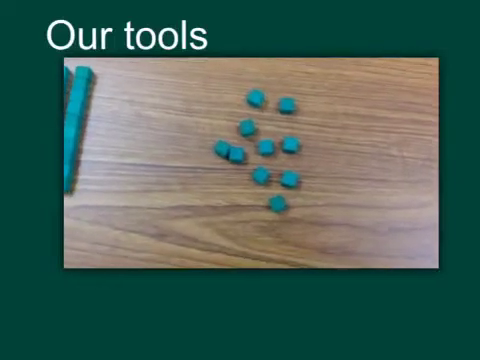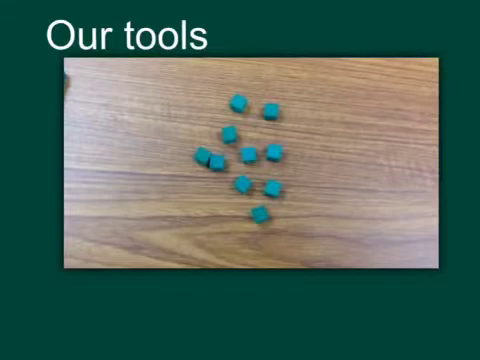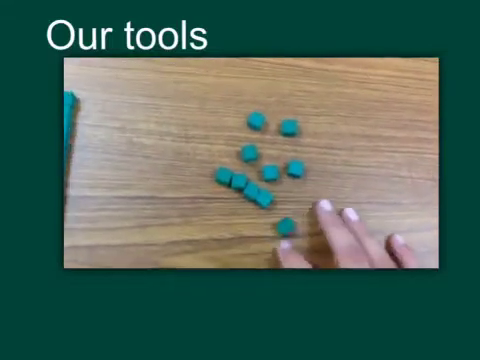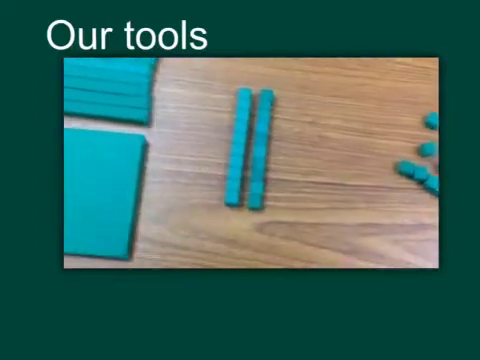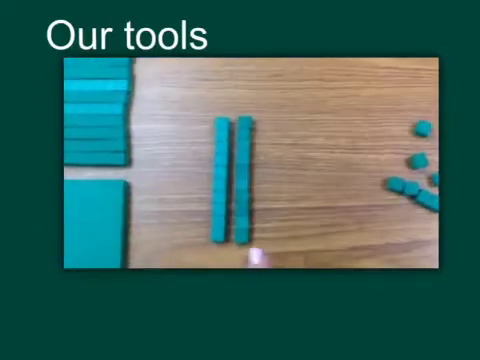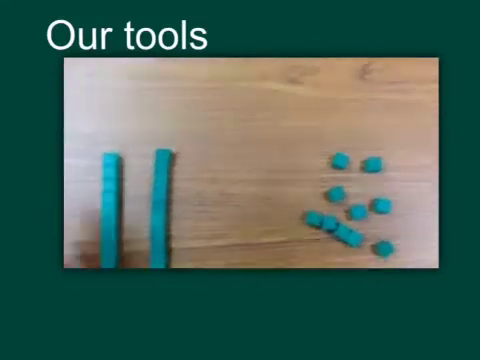Today I'm going to introduce you to some tools that we can use to show place value. What you're looking at right here are ones. They're just one little piece. But if I take 10 of them and line them up next to each other, I get this rod. This is a tens rod, so it's equivalent to 10 or 20 or 30 or 40.